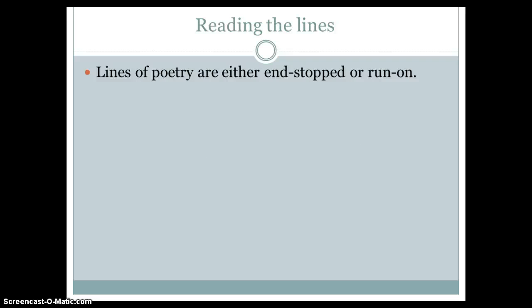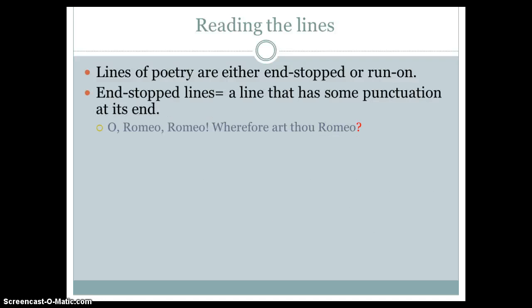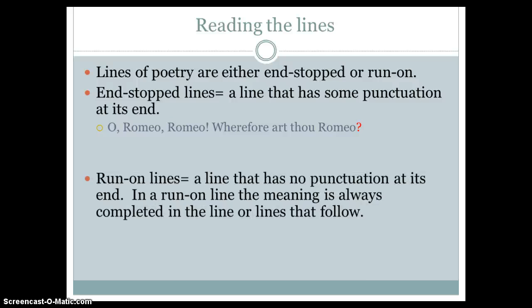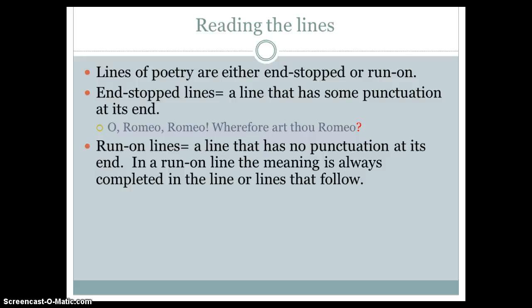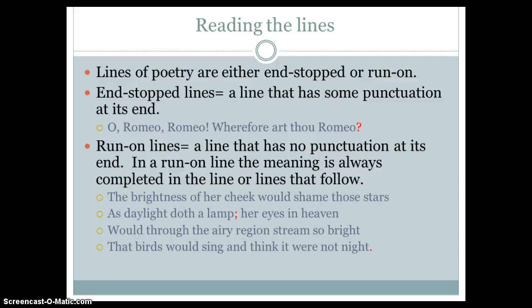Okay, lines of poetry are either end stopped or run on. An end-stopped line is a line that has some punctuation at its end. O Romeo, Romeo, wherefore art thou Romeo? So it's end stopped. Run-on lines: a line that has no punctuation at its end. In a run-on line, the meaning is always completed in the line or lines that follow. Why? To make the rhymes easy. So he may have to end it in one word to help rhyme, or he does it for a reason. It's for you to figure out.